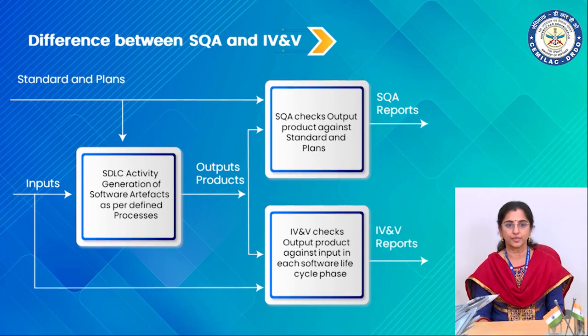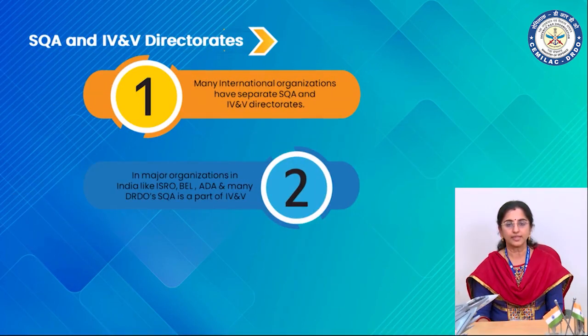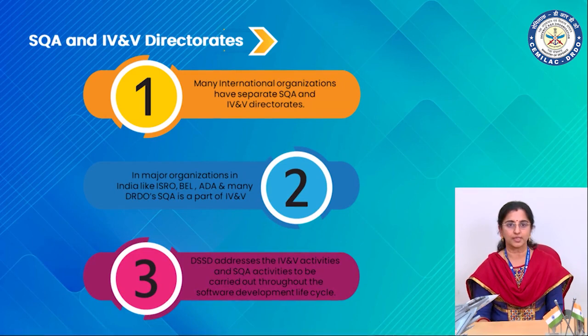Now, let us study this figure. The output artifacts of the software development lifecycle activity, along with standards and plans, are provided as inputs to both SQA and IV&V. We see that SQA checks output product against standards and plans and releases SQA reports, while IV&V checks output products against input in each software lifecycle phase and produces IV&V reports. Let us now see how IV&V and SQA processes are planned across different organizations.